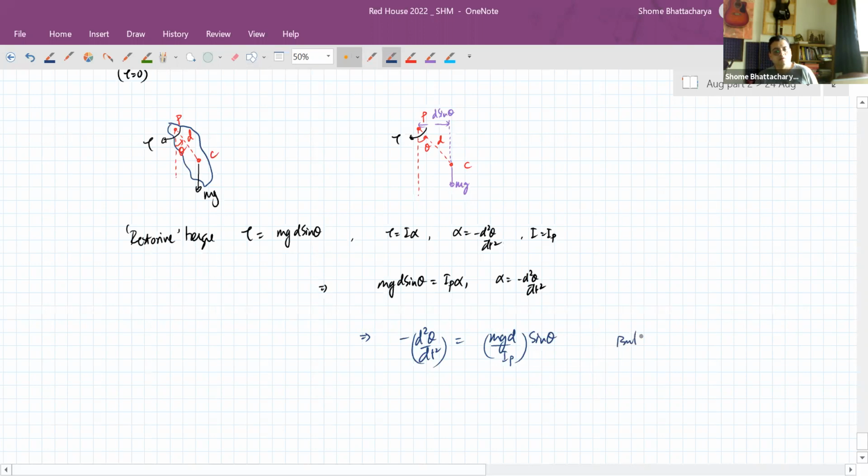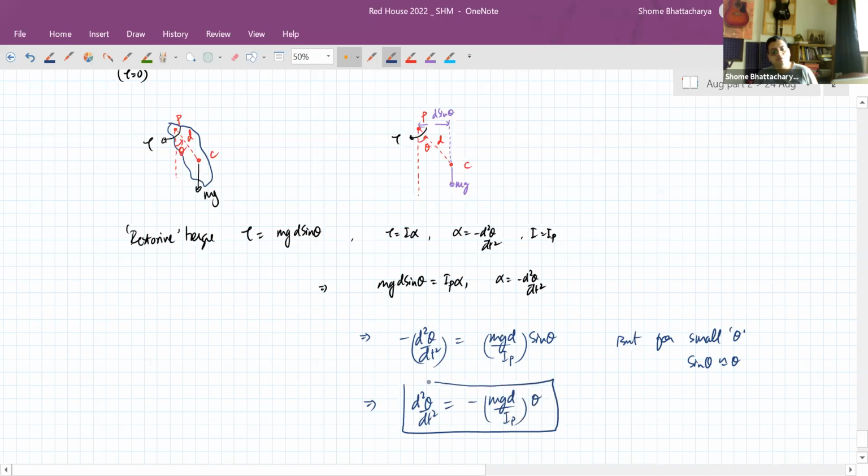But for small theta, sine theta can be approximated as theta. So that is where the concept comes in, that d2 theta by dt square is minus mgd divided by Ip into theta for small angular amplitudes, for small angular displacements or amplitudes. So that means the maximum angular displacement should not be more than about 5 degrees. Then we can apply this approximation.